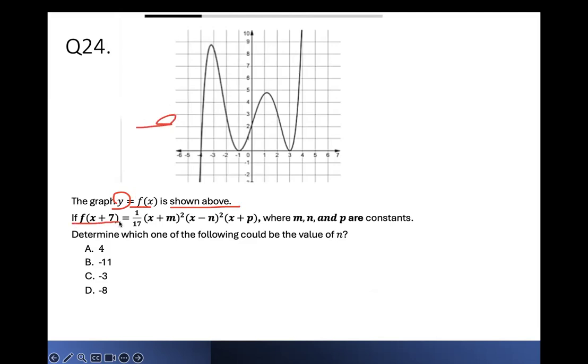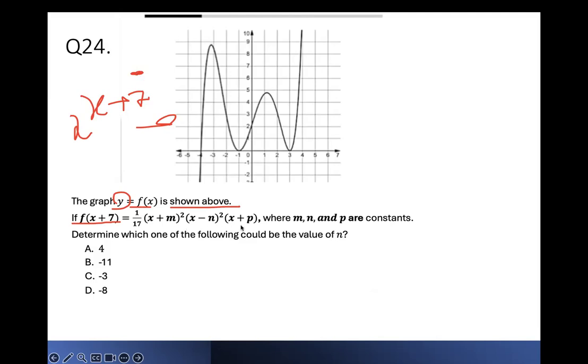And it says f of x plus 7. That means there's a shift towards the left. Why? To go that way, you have to subtract. When you subtract, you go left to get to the original value. The original value is x. If I had plus 7, for me to go back, I have to subtract the 7. That means there's a shift.